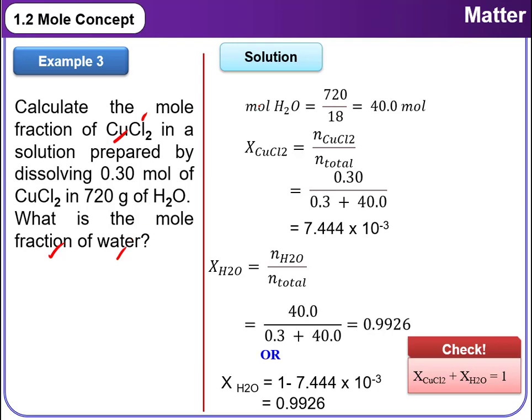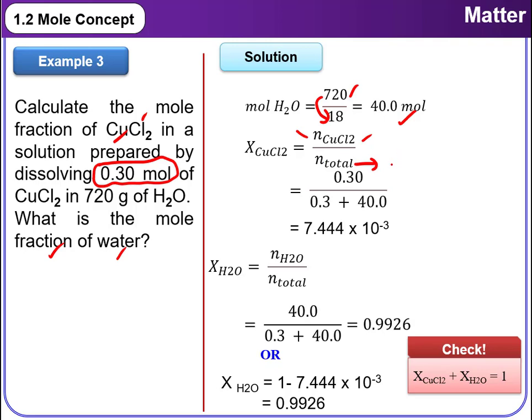What to do is to calculate the mole of water as well as the mole of copper chloride. Oh, you don't have to calculate the mole of copper chloride. It is given in the question already. So it is easier for you to solve this question. Okay, then the mole of water. How can we get the mole of water? Of course, by dividing by the molar mass of water. So the mole of water is 40 mole. The mole fraction of copper chloride equals the mole of copper chloride divided by the total mole.